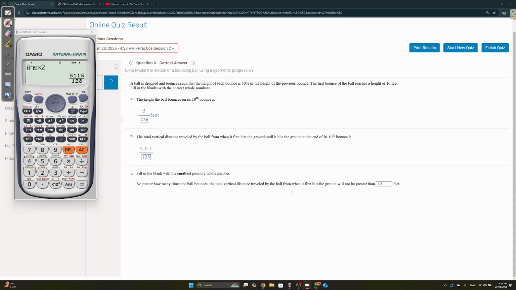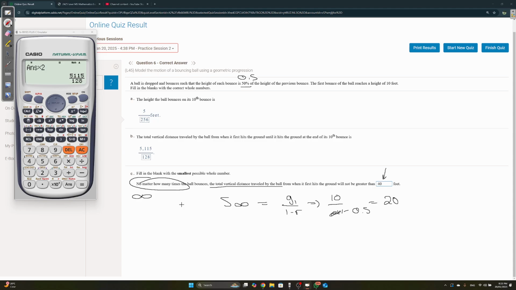So now we're talking about the infinite, the most you can get, right? So in general, we're talking here about the sum to infinity. When you're saying the total vertical bounce, no matter how many times, so we're saying infinite number of times. Okay, so sum to infinity is always g1 over 1 minus r. So it's going to be 10 over 1 minus what's the ratio? We said it's 0.5, yeah? So 1 minus 0.5, and you're going to get 20 over here.